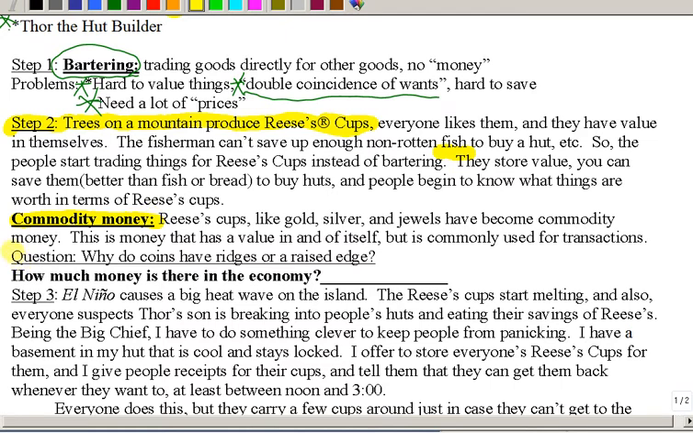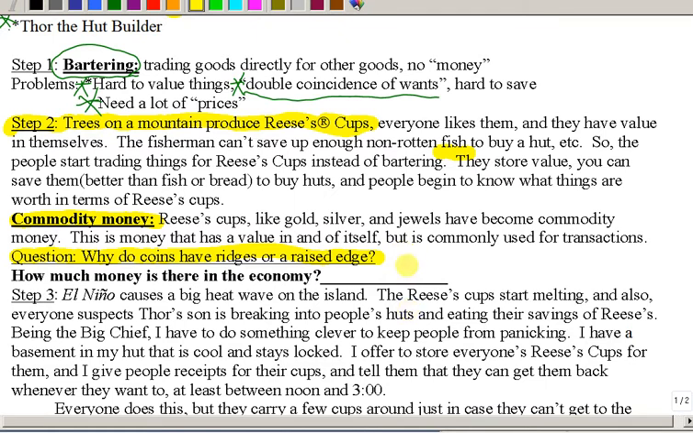So question for you: why do coins have ridges on the edges or a raised lip around the edge? The reason is because people used to take gold or silver coins and they would file off the edges of the coins, and so they thought by putting a raised lip around the edge or little ridges around the edge of a coin, it would make it harder to shave extra gold or silver off the edge and debase the value of the coin.